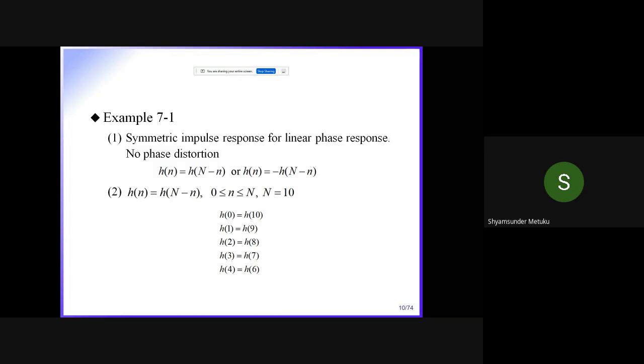Now coming to equation 2, for n equal to 10, it is given h of 0 is h of 10, h of 1 is h of 9, 2 is 8, 3 is 7, 4 is 6, because here you don't have any middle sample, correct? Is it type 1 or type 2 or type 3 or type 4? For example 2, what is given? Type 1 only, because it is following an even number of samples, and it is having positive symmetry. That is how you must remember.